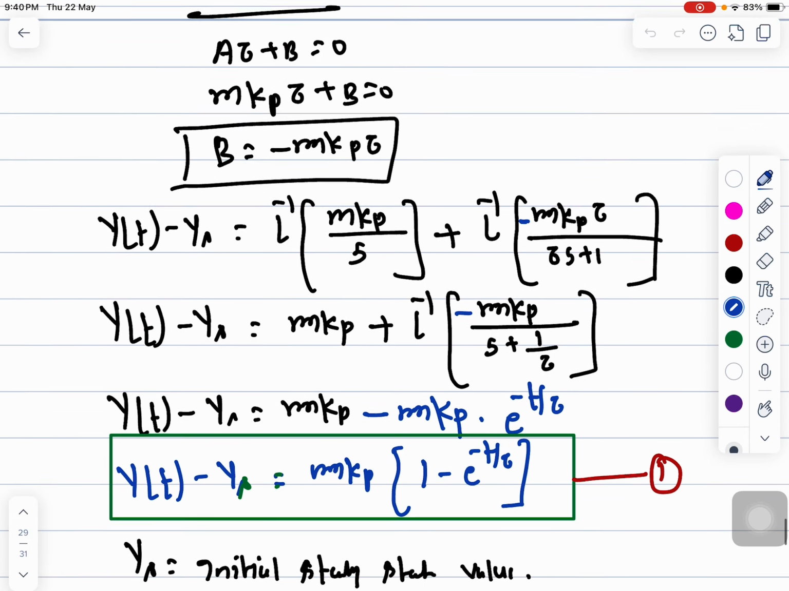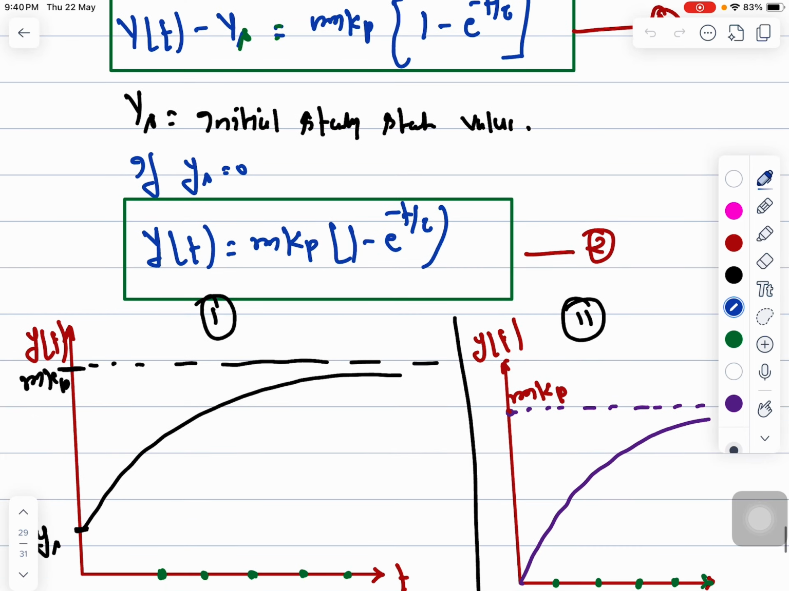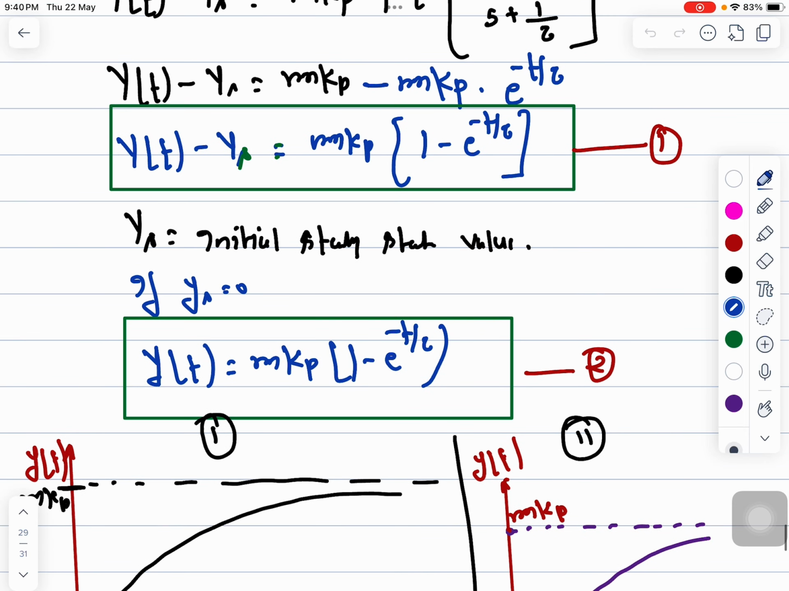So here you can see after taking all of these balances and doing the Laplace transform and inverse Laplace transform, we have seen that the response to a step input having magnitude m for the first order process was found to be y(t) minus ys equals m kp into (1 minus e to the power minus t by tau). Based on this formula, you can plot this, and I have already plotted it here. You can see the graph something like that.